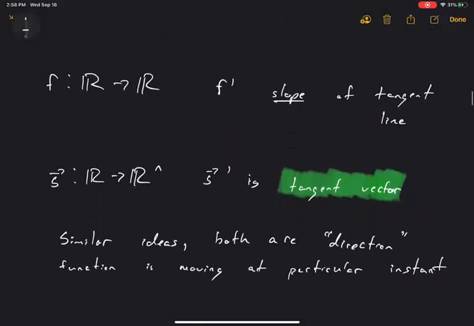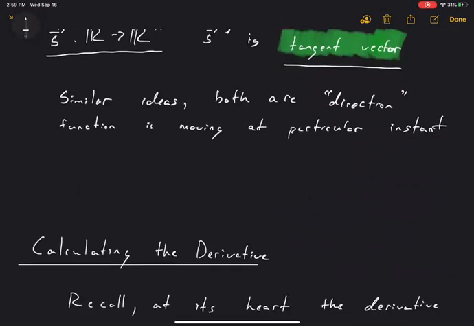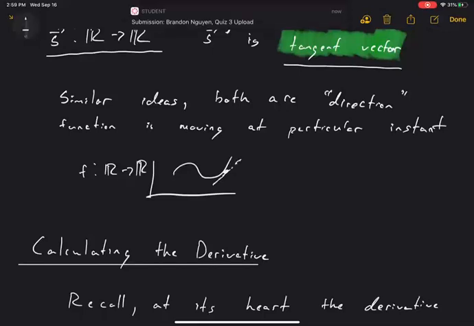So again, the terminology we're using here: when we have this vector valued function and we calculate its derivative, s prime, that vector is going to be the tangent vector. And they have a similar idea of direction, right? When I'm talking about the graph of my function f from R to R, a function of a single variable, and I'm talking about the slope, that's basically the direction of my tangent, right?